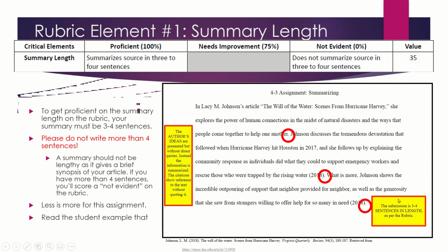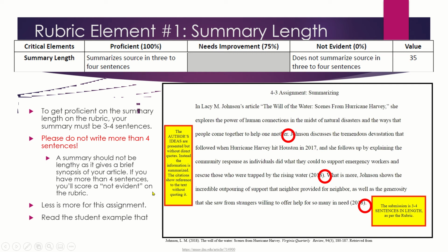On my slide, I've included a student example that you can go through and read later on the PDF file. And this particular student here wrote an excellent summary. It has 3 sentences. Each of the sentences are well thought out. And they did score proficient on this element of the rubric. One of the big points to remember is if you do write your 3 to 4 sentences, you will get proficient. But if you write more than that, or if you write less, you will score a 0. As the rubric here shows, you're either going to get proficient or not evident. So just keep that in mind.